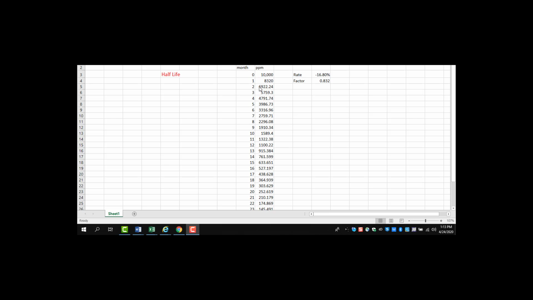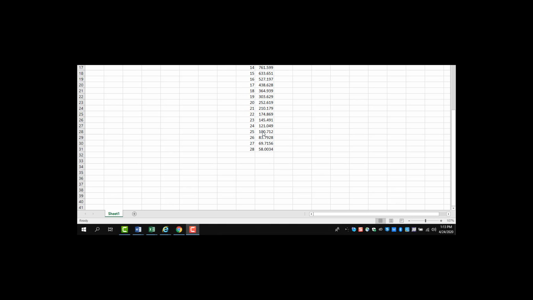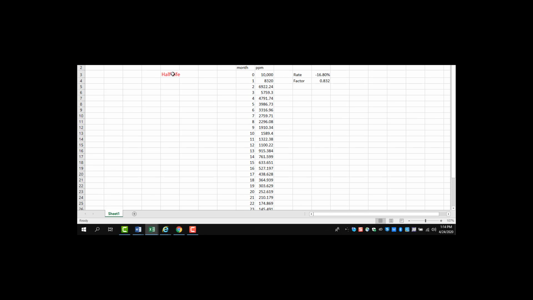And it doesn't matter whether you're going from 10,000 to 5,000, or way down here, you're going from 100 to 50. See, there's 1, 2, 3, and I can make that 28.5. And they're just about 3.5 months. So that's what half-life means.